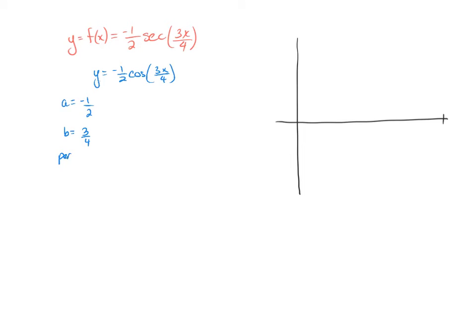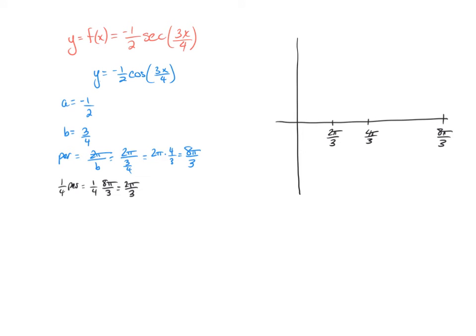The period is 2 pi over b, which in this case is 2 pi over 3/4, which is 2 pi times 4/3, which is 8 pi over 3. So I'm going to come out here to the end of my curve and put in 8 pi over 3. Realize that 1/4 of my period would be 1/4 of 8 pi over 3, which is just 2 pi over 3. So that's to be expected. When I take half of my period, that would be 4 pi over 3. 1/4 of the period is 2 pi over 3.